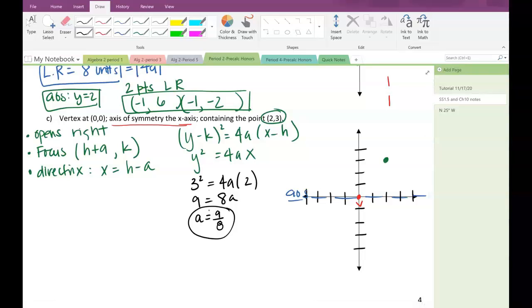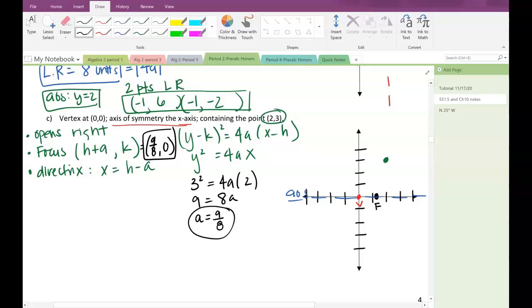focus. So the focus will be h plus a. h is 0, so that's going to be (9/8, 0). Let's go plot that. Okay, 9/8 is just slightly over 1. Bam, just like that, focus.